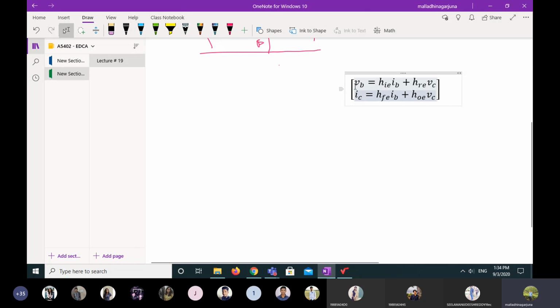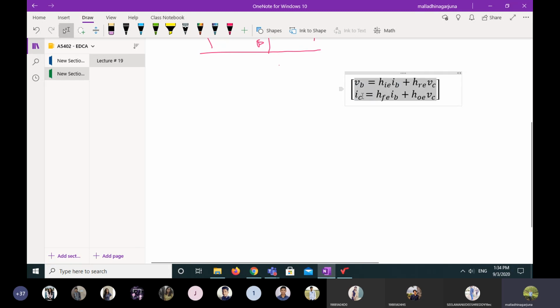So VB is equal to HIE IB plus HRE VC. So this is one voltage drop, this is another voltage drop, and the sum of these two voltage drops becomes your total voltage. That is the meaning of this equation. VB is the total voltage. So total voltage equals HIE IB, which is one drop, and HRE VC, which is another drop. The sum of these two drops becomes your total VB.